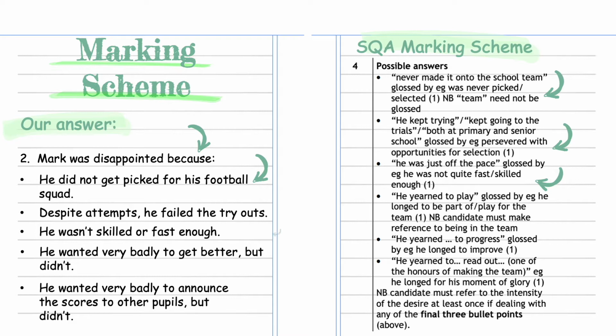Here it said he was just off the pace. It says here he wasn't fast enough. Here it says he yearned to progress. I said he wanted to get better. And lastly, it said that he wanted to be able to say at assembly the scores. I said announce to the pupils. So I've gotten 4 out of 4. I also had a 5th mark that was right, which means if I got one wrong, at least I am getting full marks.